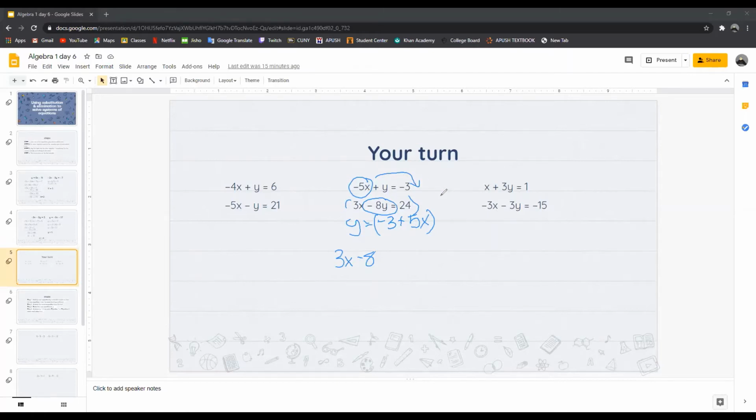All right. So now we're going to put negative 3 plus 5x into here because there's a y value, and you can substitute it that way. Now try solving that. Remember to multiply negative 8 to your negative 3 and your 5x. And remember, use PEMDAS. Try solving that.